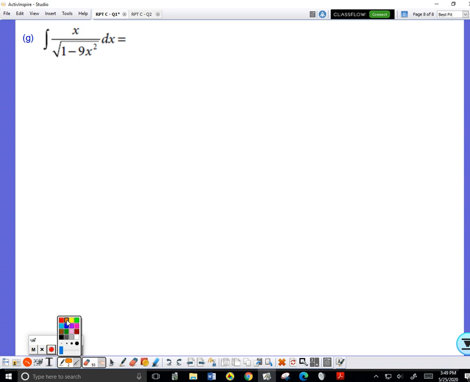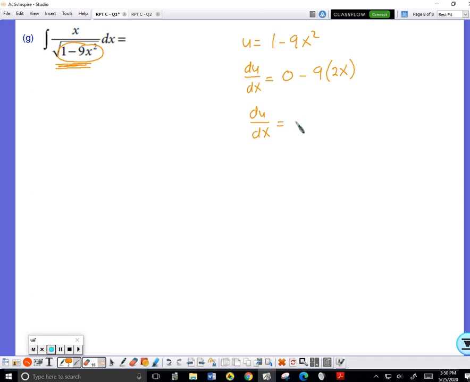Okay, part G says, find this integral. Don't have any formulas that look like this, so I'm going to think u substitution. This looks like a good choice for u. Take the derivative of both sides. So du dx is equal to negative 18x, which works great because except for the multiplying constant of negative 18, it matches this perfectly. So what I have is an integral of x over 1 multiplied by 1 over all of this to the 1/2.